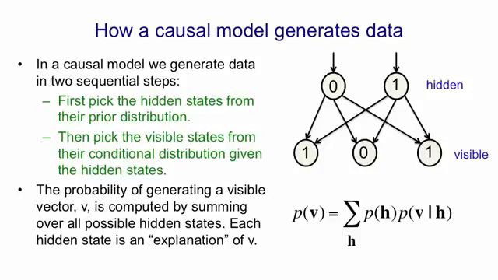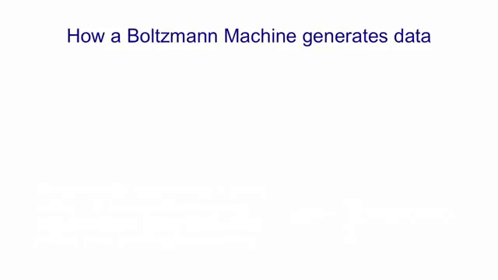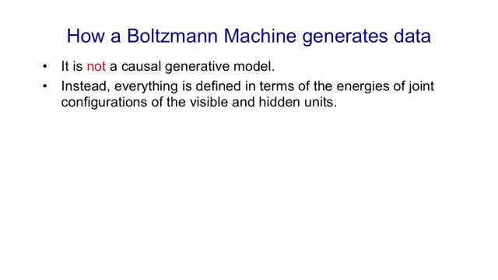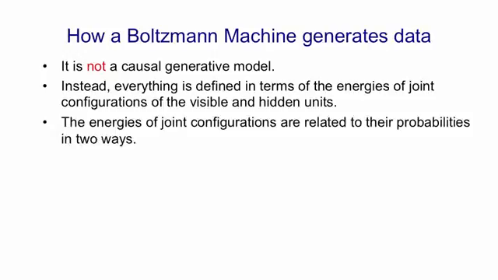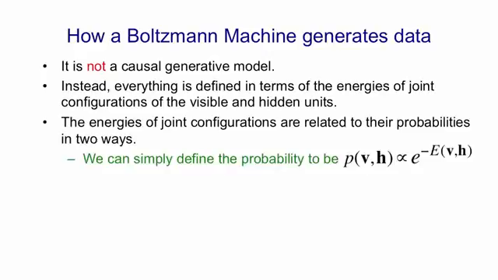But there's a completely different kind of model. A Boltzmann machine is an energy-based model, and in this kind of model, you don't generate data causally. It's not a causal generative model. Instead, everything's defined in terms of the energies of joint configurations of visible and hidden units. There's two ways of relating the energy of a joint configuration to its probability. You can simply define the probability of a joint configuration of the visible and hidden variables to be proportional to e to the negative energy of that joint configuration.